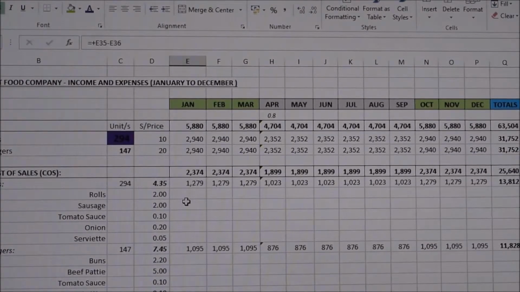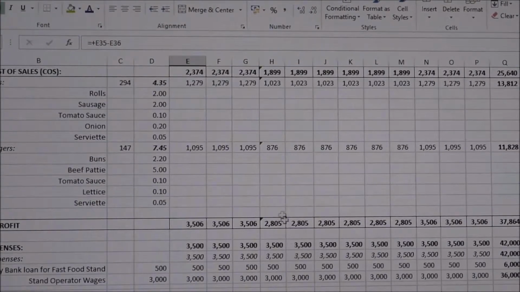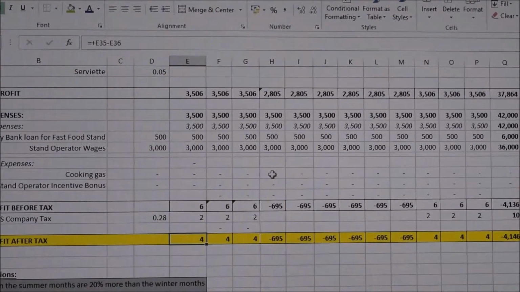However, we do know that maybe in winter our sales could drop. So we've anticipated a 20% drop in sales around April, May, June and July. This has an adverse effect on our profit for the months because you still need to pay the bank the 500 Rand, and you still need to pay your operator for standing there even though he is selling fewer hot dogs and hamburgers. So remember now, even though your sales have dropped, your fixed expenses have stayed the same.